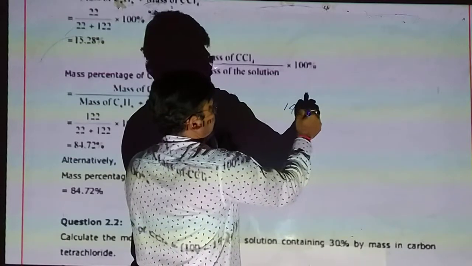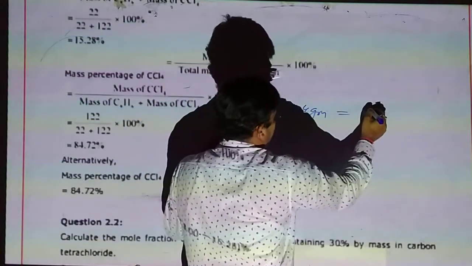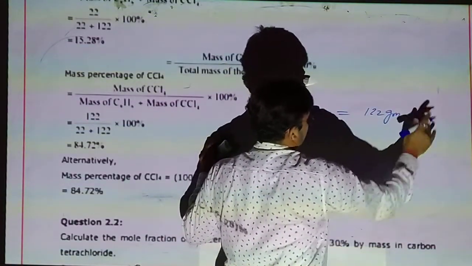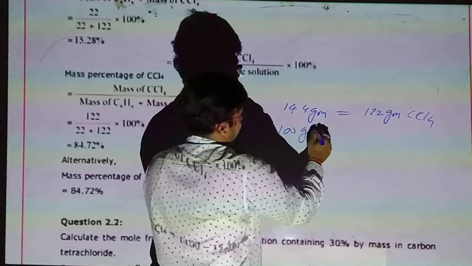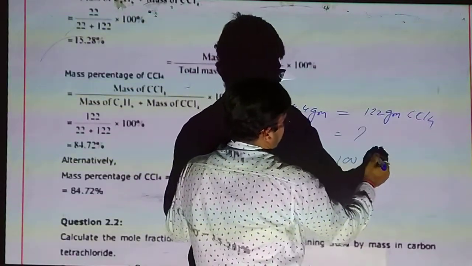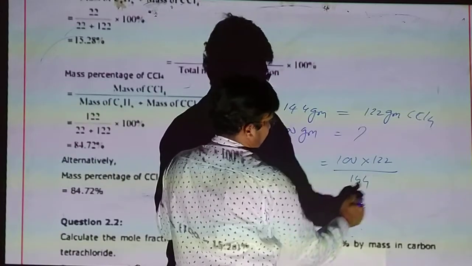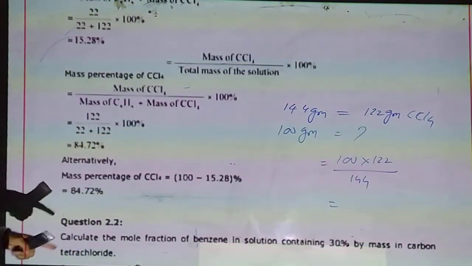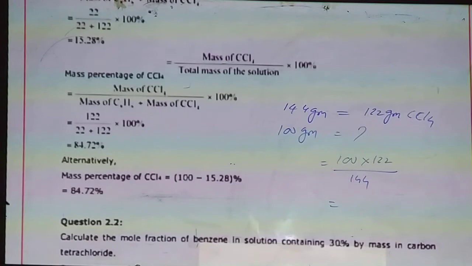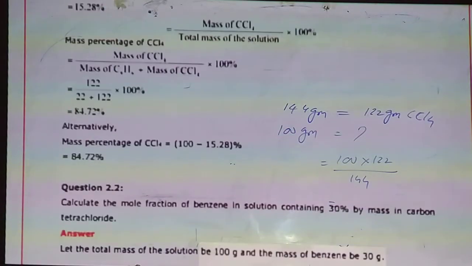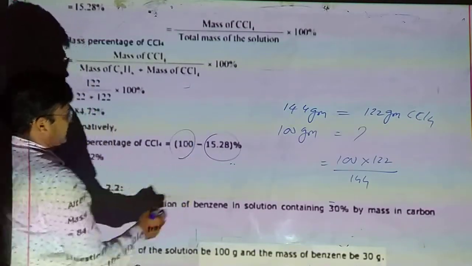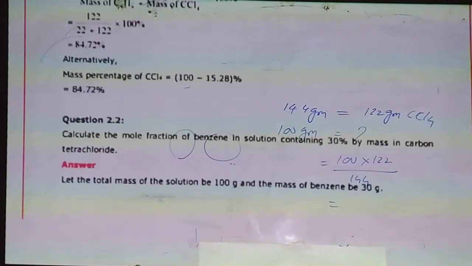Now for getting percentage of CCl4. In 144 gram total solution there is 122 gram of CCl4. So at 100 gram it will be how much? 100 into 122 upon 144. So it is 84.72. Otherwise, another method, there are only two components, so the first derived percentage should be subtracted from 100. So it gives 84.72.